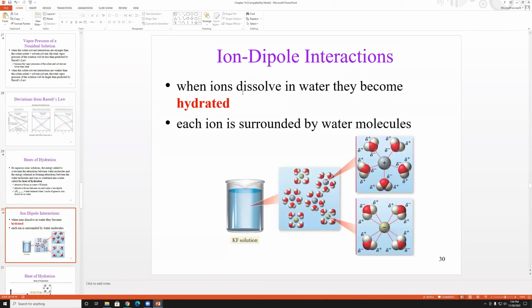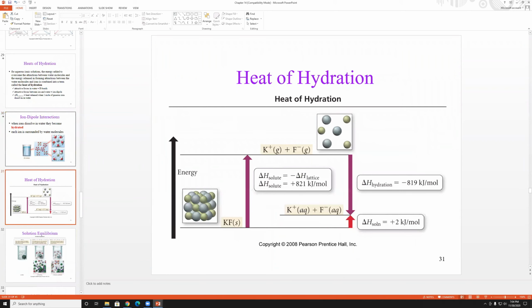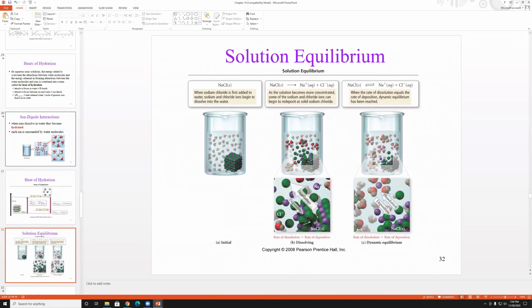So when ions dissolve in water, they become hydrated, and they're each surrounded by water molecules, which we learned about. We've kind of talked about this already, lattice energy a bit. Nothing else is really too pressing.